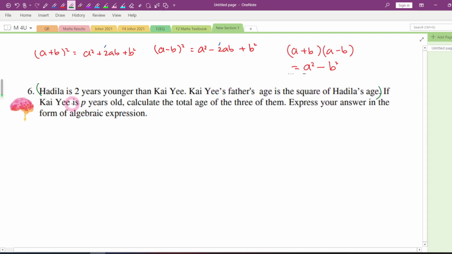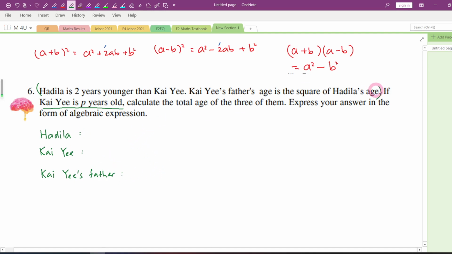So if Kai is P years old, this will make the situation clearer. Now I have 3 persons here: Hadila, Kai's father, and also Kai. Let me write down their names. You can just write H, K, and F. It's up to you, this is for our own reference. So Hadila, I don't have to write anything first. I just write Kai, and Kai's father. Let me write it in full for you so that you won't get confused.